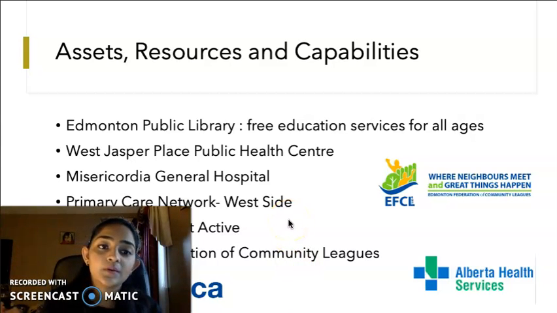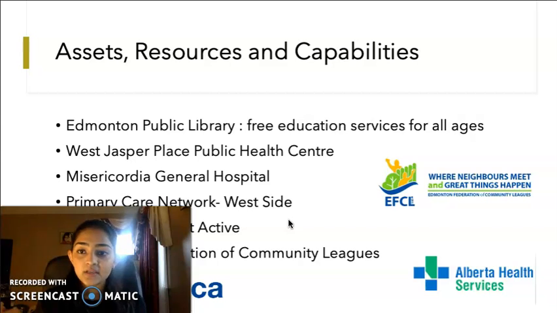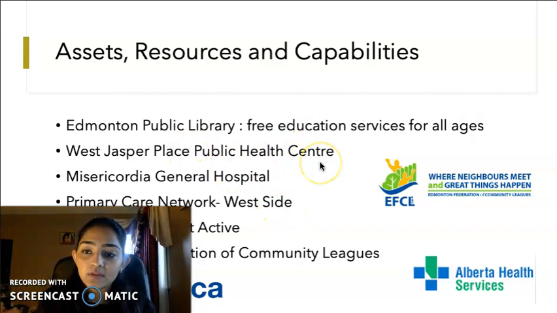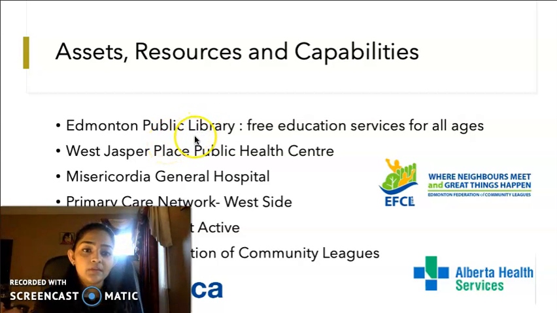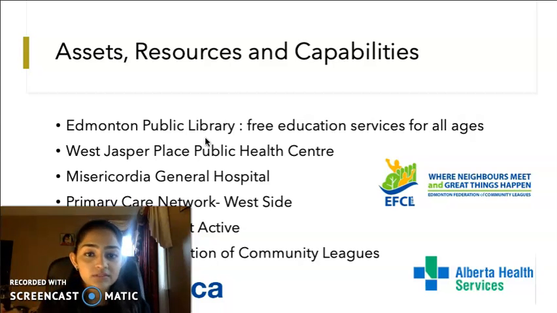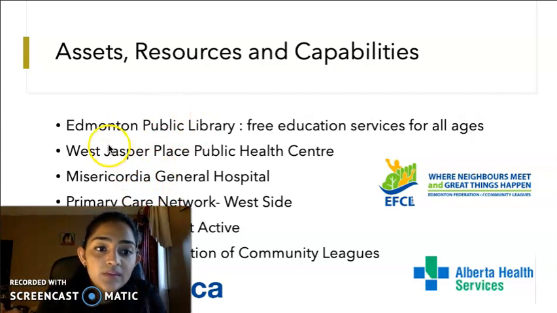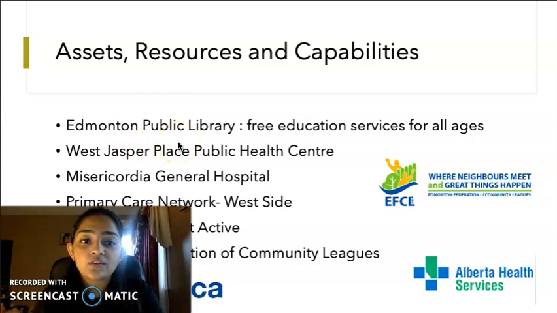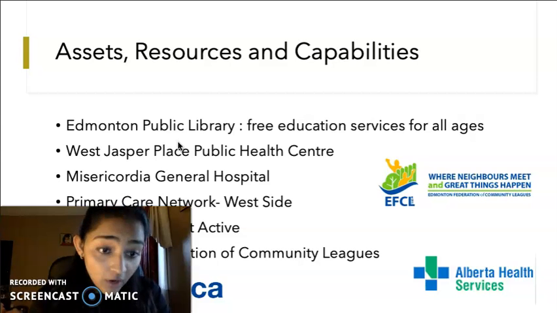So now we are going to talk about the assets, resources, and capabilities. So the community is located near the Jasper Place Public Library, which is part of the Edmonton Public Library, and this provides free educational services for all the ages, and it also provides study spaces for all the age groups. And the West Jasper Place Public Health Center and Misericordia General Hospital provide many programs that target issues such as substance abuse, physical activity, diabetes, and vaccinations, which are free of cost.